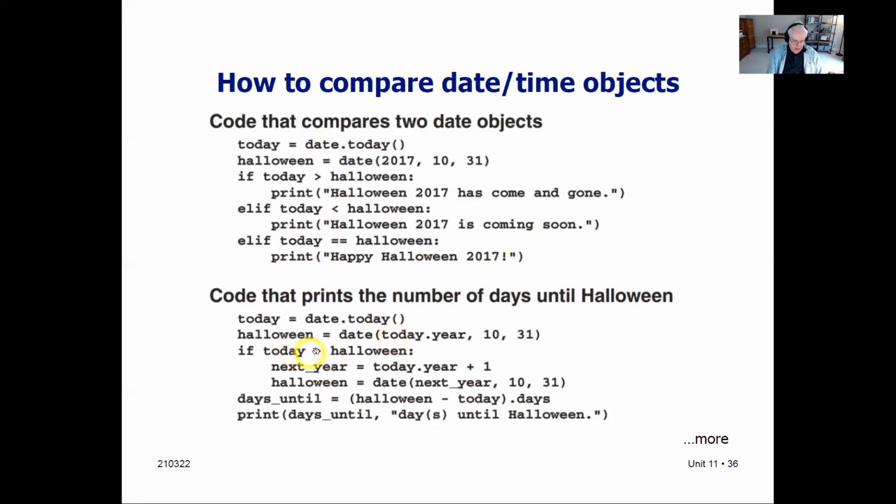So if today is greater than Halloween, we're going to create the next year, and then we're going to create Halloween for next year using that next year integer that we created above here. And then we can do days until that. So Halloween now is next year. I wish they'd changed the name of that object. It would have been easier to track this. So this is now next year's Halloween. So next year's Halloween minus today, and just pull off the days attribute, and we get the days until then and print it. Okay.